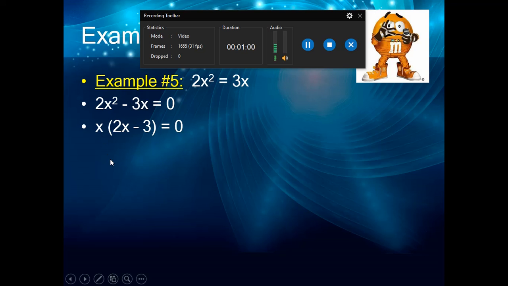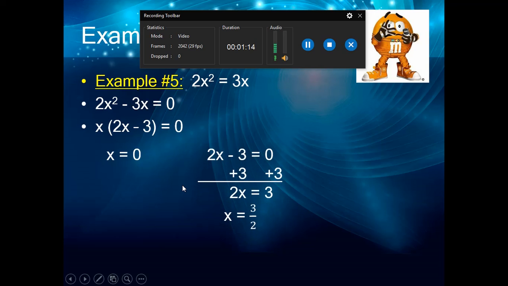The first factor is x. So x could possibly equal 0. When I sub this into the original function and check it, I do get 0 equals 0 on each side. So this one works. The next factor is 2x minus 3.